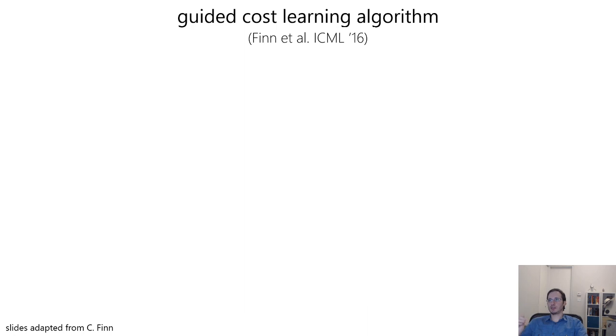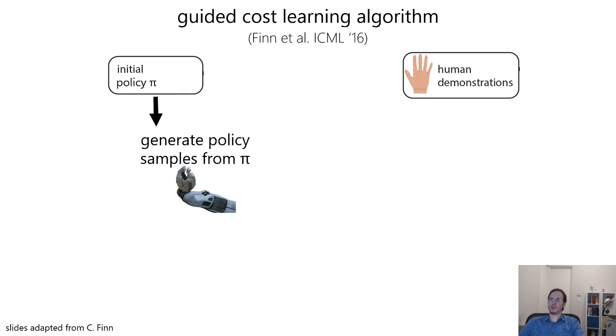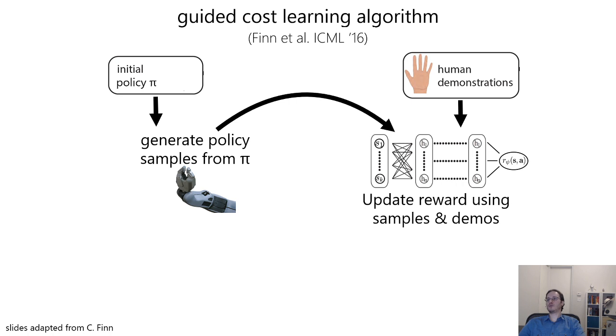So this idea is the basis of the guided cost learning algorithm by Finn et al., which was the first deep inverse RL algorithm that could scale to high-dimensional state and action spaces. And the design of this algorithm was the following. You have your initial guess of the policy pi, which might be just random, and you have some human demonstrations. Then you would sample from your current policy to generate the policy samples, and then you would use those policy samples and the human demonstrations to update the reward using essentially your samples and the demos. And then the updated reward would be used to update the policy.